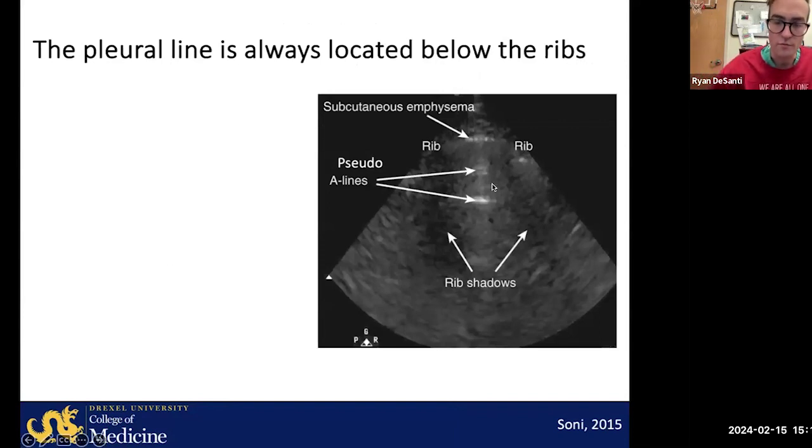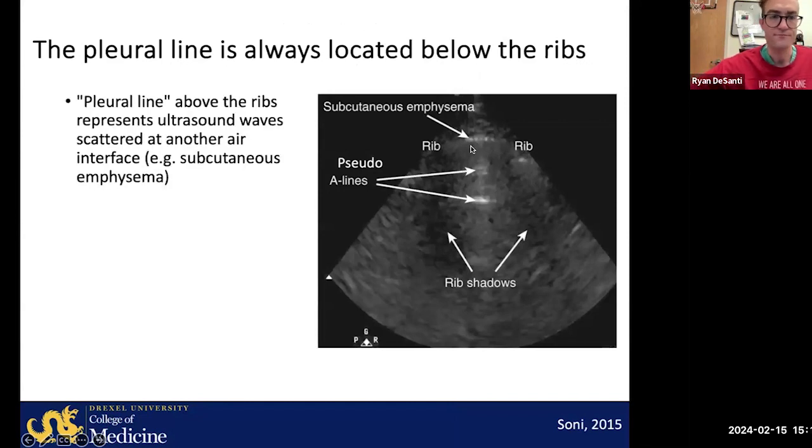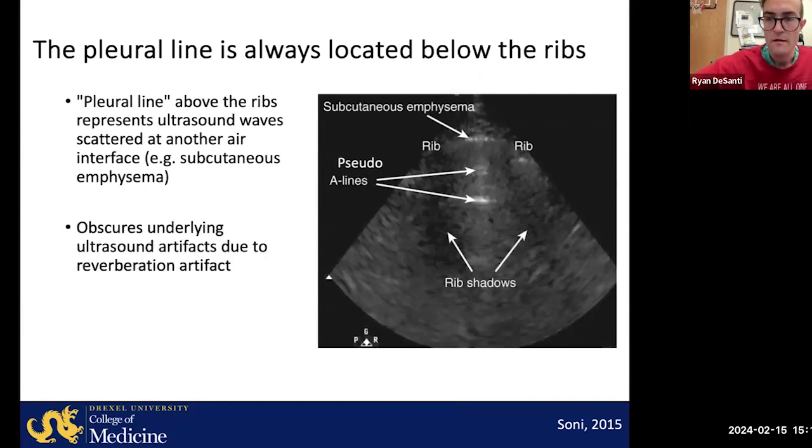It is important to remember that the pleural line should always be underneath the ribs and not on top of the ribs. If you see a pleural line which is above the ribs, this represents ultrasound waves which are being scattered at another air interface, most commonly subcutaneous emphysema. This will obscure the A-lines and pleural line as the ultrasound waves reverberate.